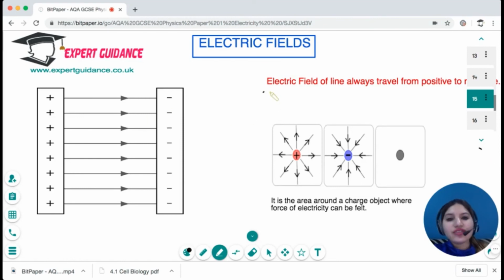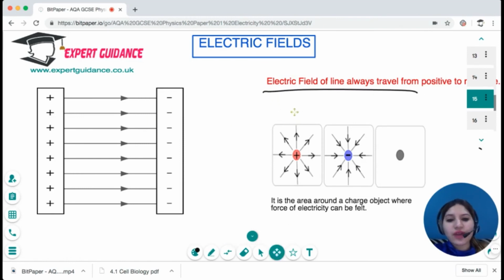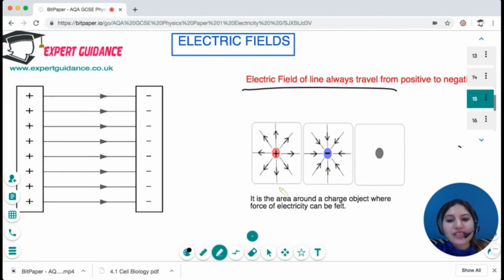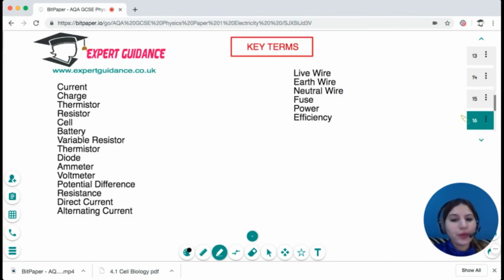Now, an electric field is a line which always travels from positive to negative. Around any charged object, there is a certain area where you can feel the force of the electricity, and that is known as an electric field. You should be able to draw these field lines. If there's a positive charge, they'll be directed away from the positive and towards the negative, and they always flow from positive to negative. Okay, I hope this topic is clear to you.